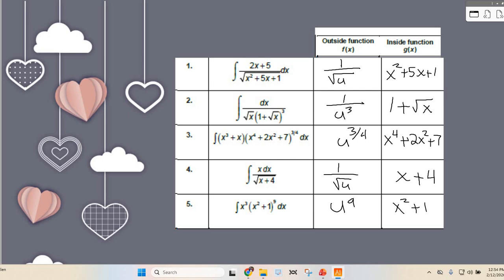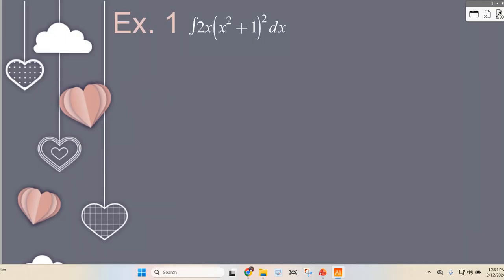So it's just like another rule. Just like we had to learn the chain rule, the product rule, and the quotient rule so we could take the derivative of more things, I have to learn u sub so I can take the antiderivative or integral of more things. So let's look at it. We have the integral of 2x times x squared plus 1 quantity squared dx.